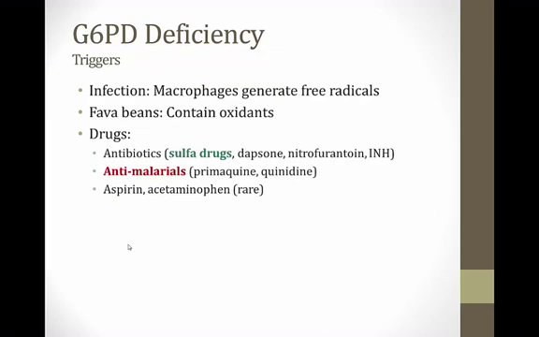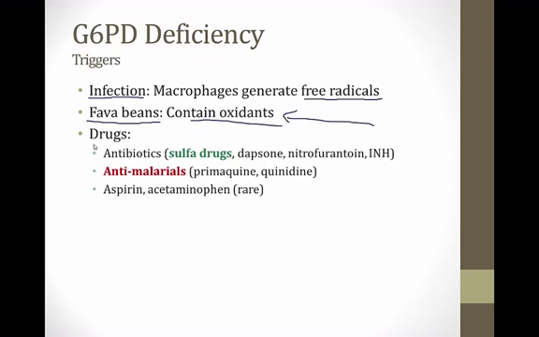There are three classic triggers for hemolysis in G6PD deficient patients. The first classic trigger is an infection. Macrophages, as part of the inflammatory response, will generate free radicals, and these can be toxic to the red cells. Fava beans are also a well-described trigger. Fava beans contain oxidants, and if patients with G6PD consume these, they will develop hemolysis.